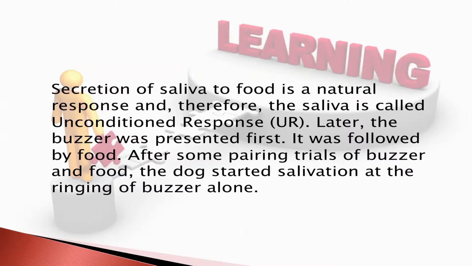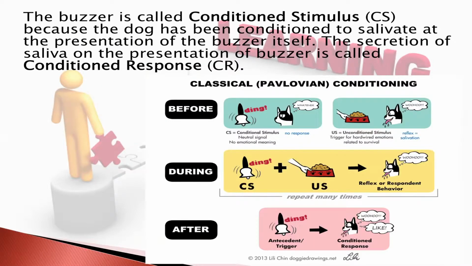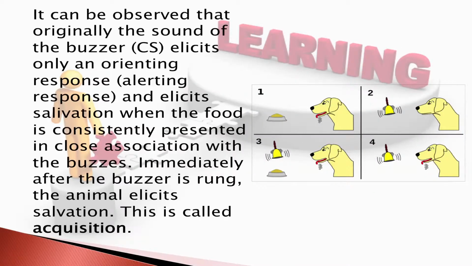Later, the buzzer was presented first. It was followed by food. After some pairing trials of buzzer and food, the dog started salivating at the ringing of the buzzer alone. The buzzer is called the conditioned stimulus, CS, because the dog has been conditioned to salivate at the presentation of the buzzer itself. The secretion of saliva on the presentation of the buzzer is called the conditioned response. It can be observed that originally the sound of the buzzer, CS, elicits only an orienting or alerting response, and elicits salivation when the food is consistently presented in close association with the buzzer. Immediately after the buzzer is rung, the animal elicits salivation.